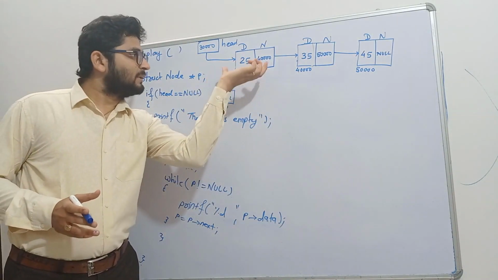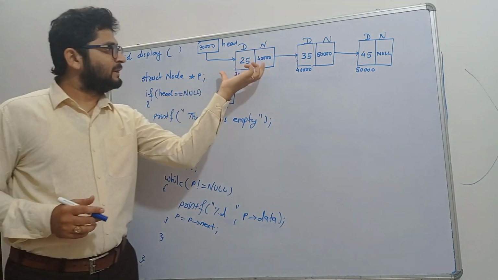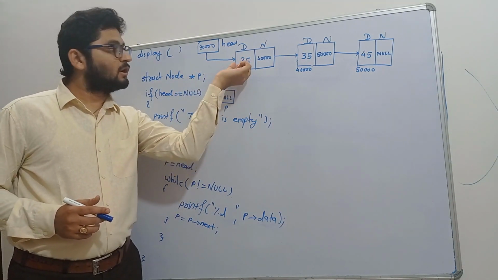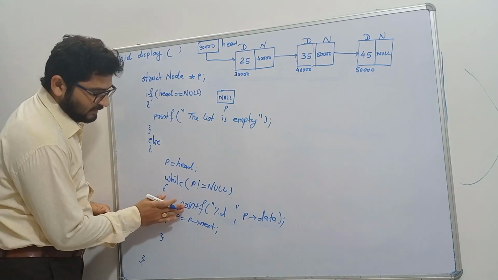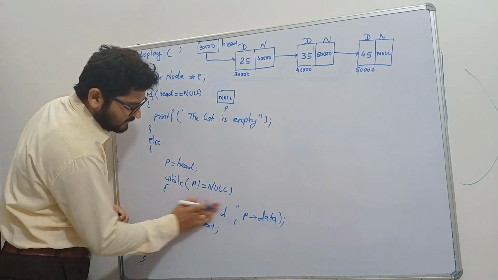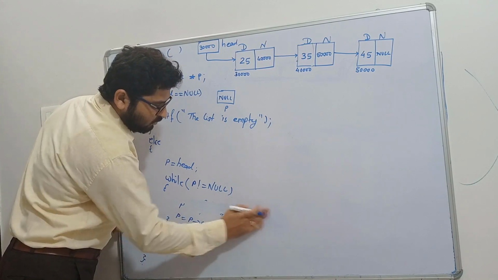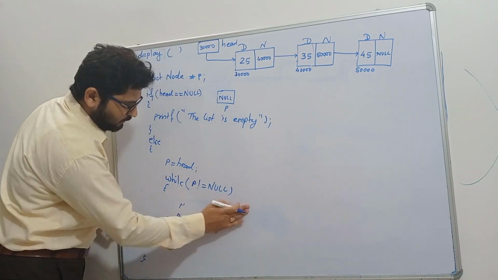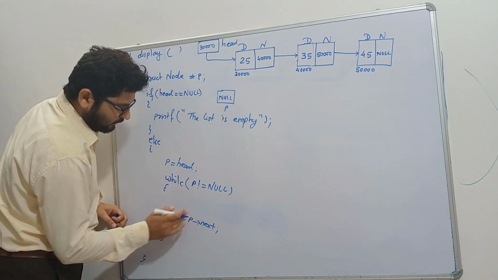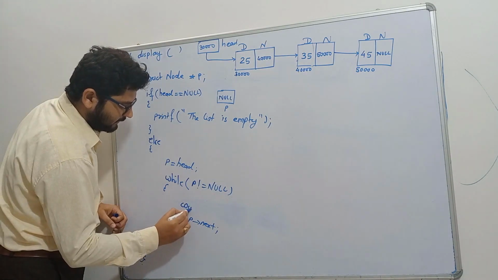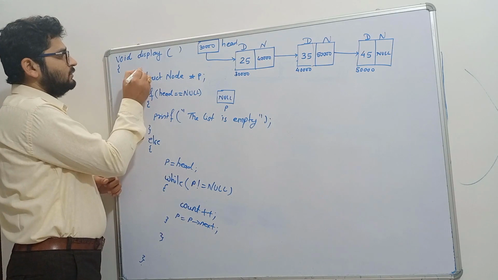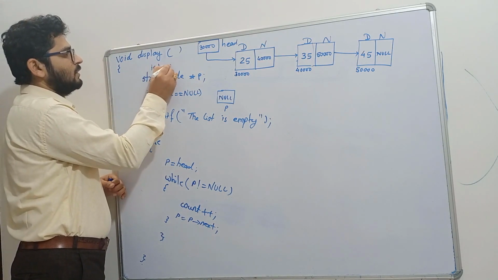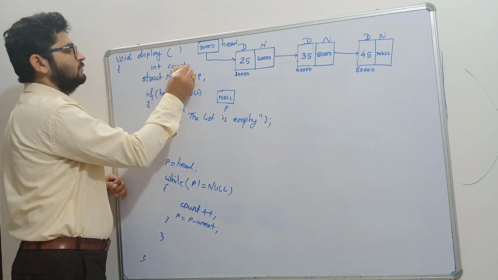We have to just count that particular node, right? So instead of printing the value of that node, we have to just count that node. So what we are going to do? Instead of this line where we are printing the data, we will just increment the count. So here I am just writing count plus plus. And before that, we should declare count equal to 0.